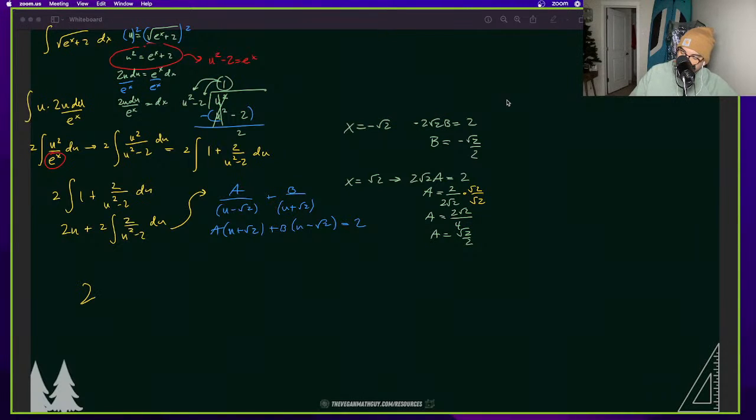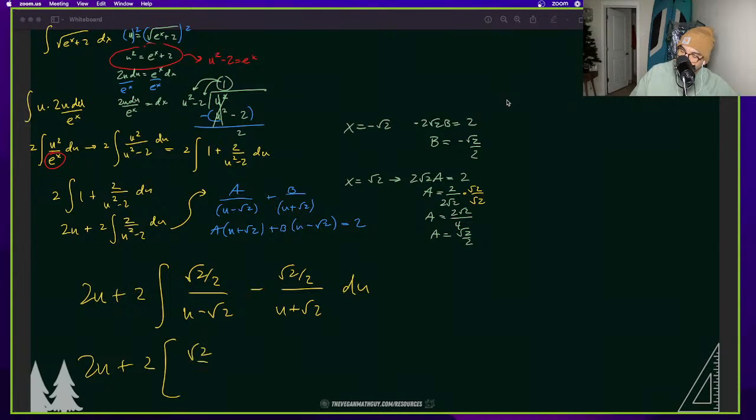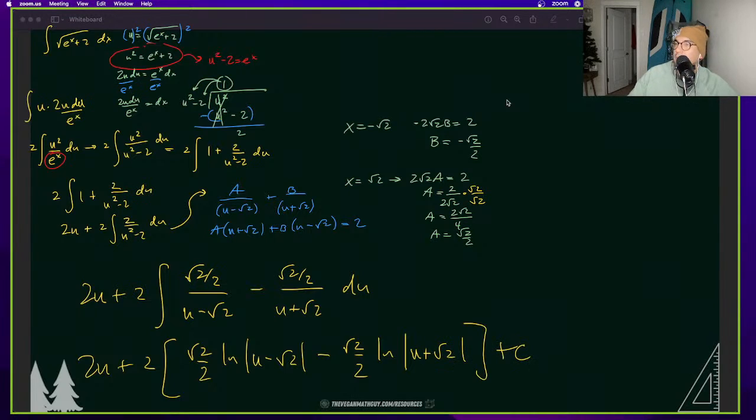All right, so now we have 2u plus 2 over, and then here we go with the root 2. So this was root 2 over u minus root 2 minus root 2 over u plus root 2. And now we can easily integrate this using some u substitutions. Partial fractions get really easy once we do this. So this is going to become 2, and then we have root 2 over 2 natural log of u minus root 2 minus root 2 over 2 natural log of u plus root 2. And the whole thing's going to be plus c.